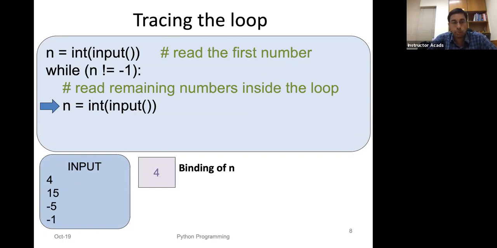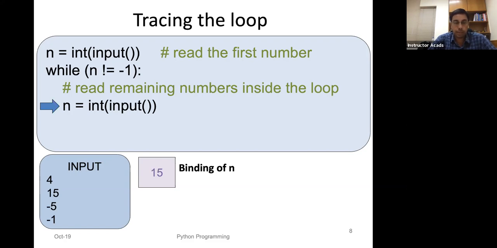Now you read the next input, which the user has entered as 15. So n now becomes 15 once you execute that, and you don't get out of the loop. You have to go back and check the condition again. So you check the condition again, n is now 15. 15 is not minus 1. So you enter the loop again.